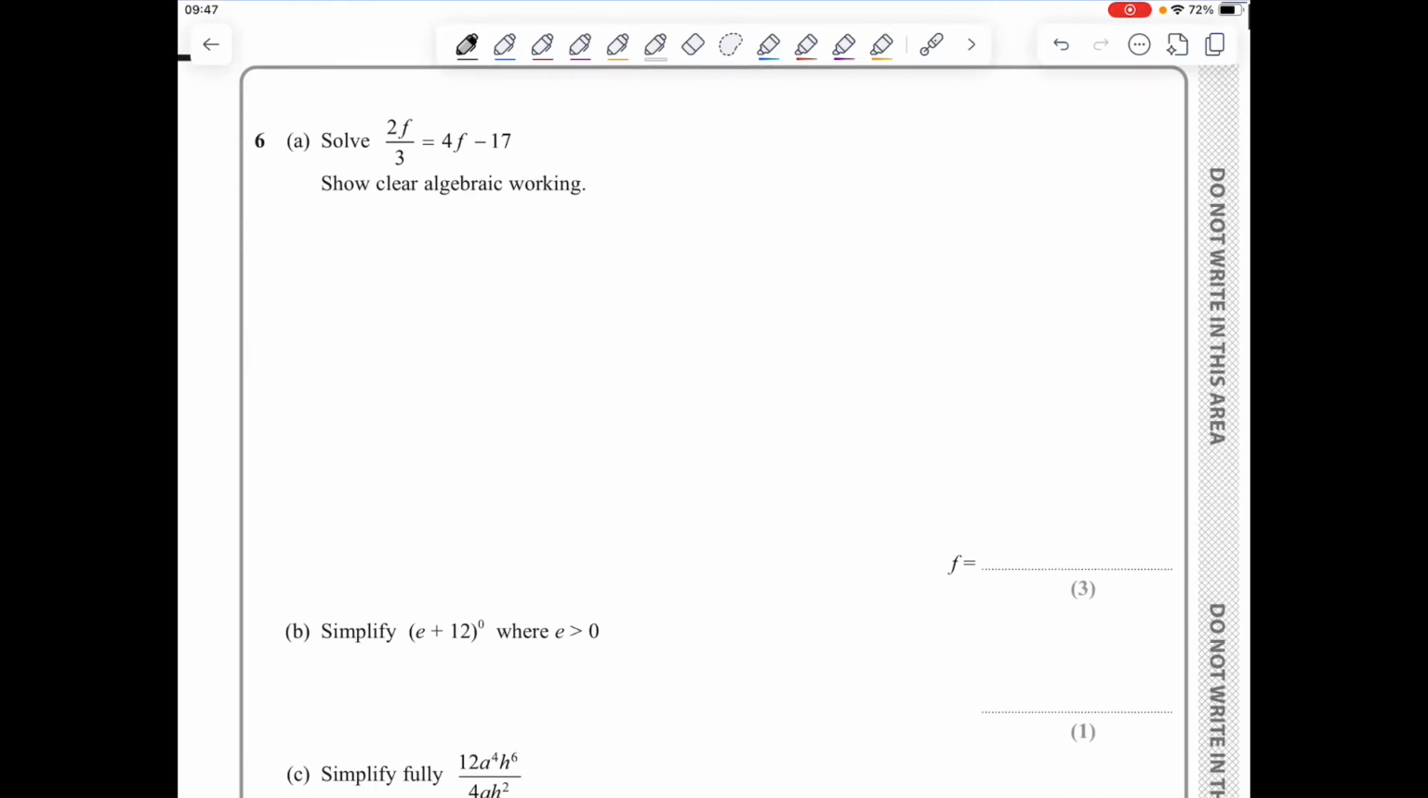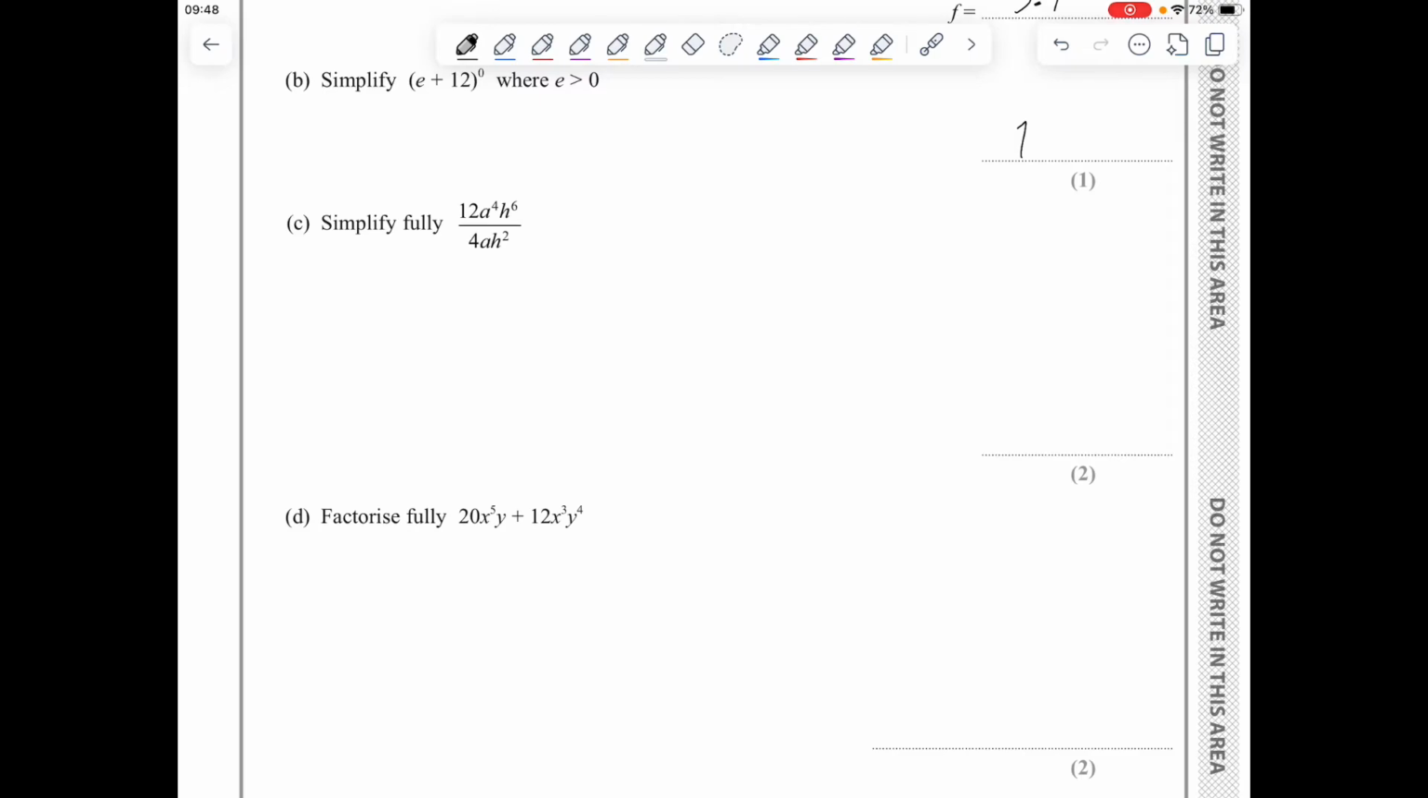For part A of question 6, I'll start by multiplying everything by 3. So 2f is equal to 12f minus 51. I'll take the 51 to the left so it becomes positive, and then on the right I'll have 12f minus 2f, which is 10f. Therefore, f is 51 over 10. You can write this as a fraction, or if you want, you can convert it to a decimal, which is 5.1. For part B, anything to the power of 0 is equal to 1.